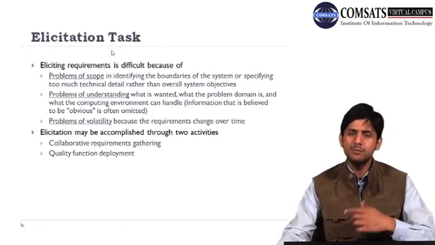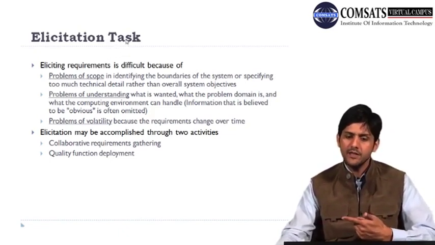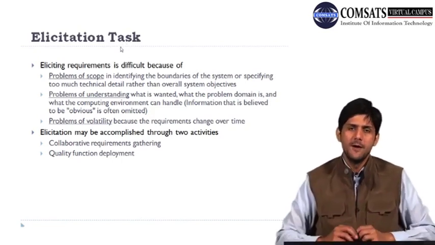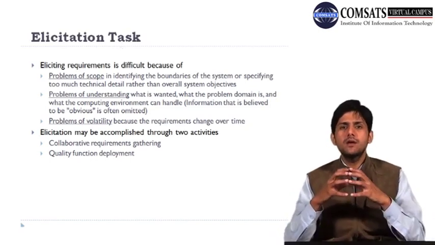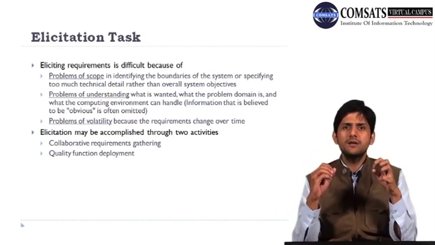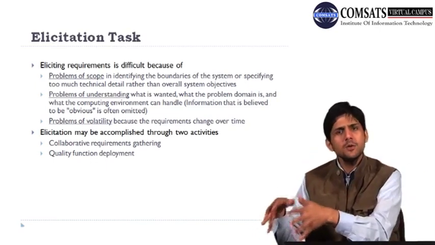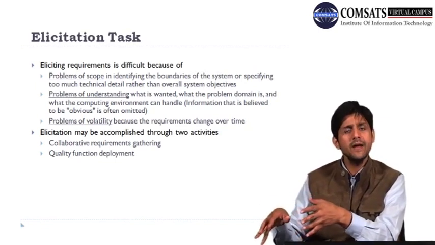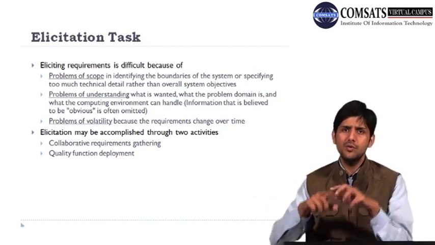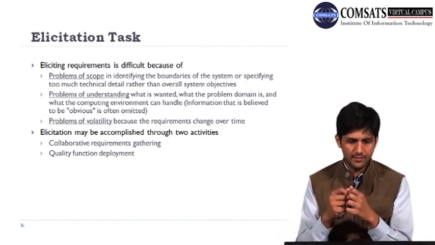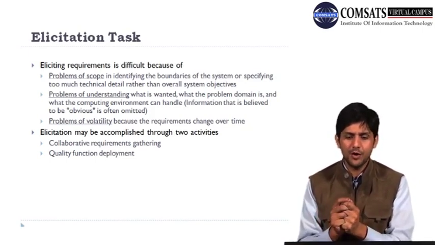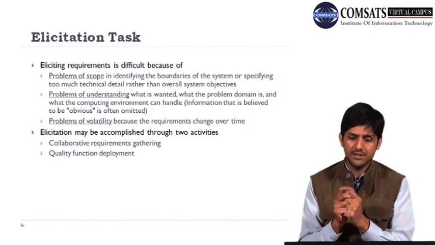The first problem is the problem of scope: in identifying the boundaries of the system, or specifying too much technical detail rather than the overall system objective. At times, when we are eliciting requirements, rather than knowing the overall system, we try to go into in-depth analysis, and that is not the goal of elicitation. That is left for the analysis part of the requirement engineering process, or the elaboration part. We need to know what the overall system is about. Second is the problem of understanding what is wanted, what the problem domain is, and what the computing environment can handle.